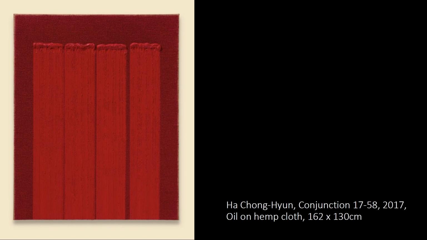Ha Chong-kyun is a Korean artist. He has made this series of paintings that use a technique where he pushes the oil paint from the back of the canvas through the canvas, actually this is hemp cloth, not canvas. And that's important. The material conjunction is what he's interested in. And it's a material conjunction between not just the paint and the hemp cloth that he uses, but also his body is part of that material conjunction.